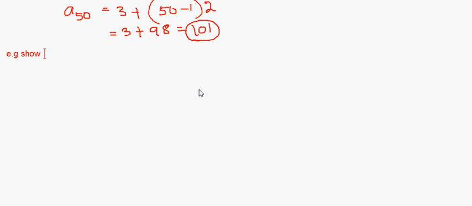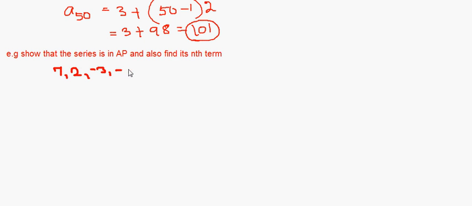It says show that the series is in AP, and also find its nth term. The number series is given by 7, 2, minus 3, minus 8, and so on. That's very simple. If we want to prove any series of numbers to be in AP, we have to see if the common difference between the numbers remains the same.